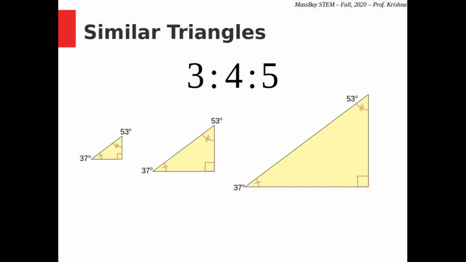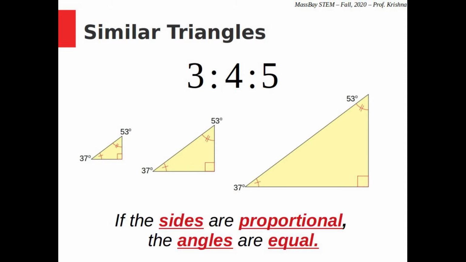We can generalize this observation. If you have a right triangle where the ratio of the sides is 3 is to 4 is to 5, any right triangle with that ratio, it must contain a 37-degree angle and it must contain a 53-degree angle in addition to the 90-degree angle. Even more generally, if two triangles are similar, that is, if their sides are proportionate, their angles must be equal. Again, if the sides are proportionate, the angles are equal.